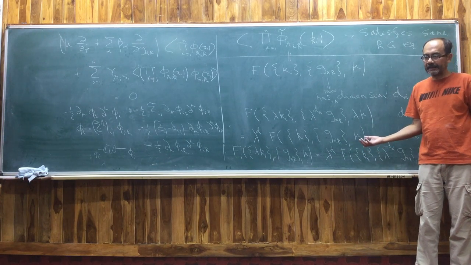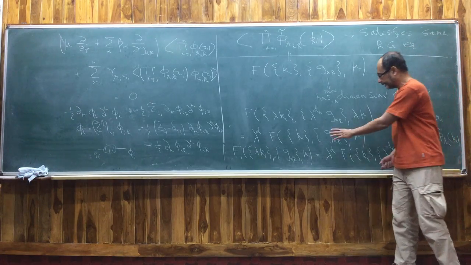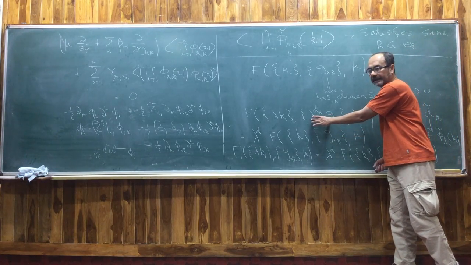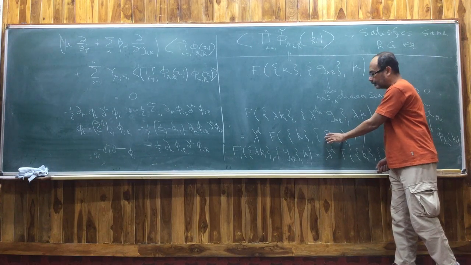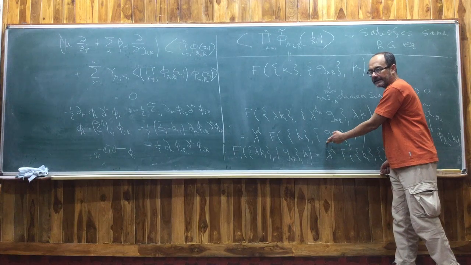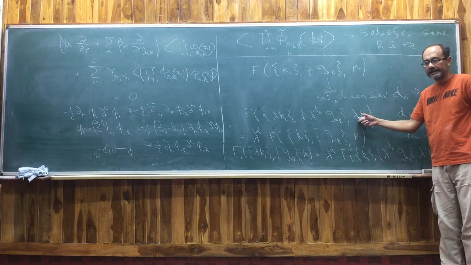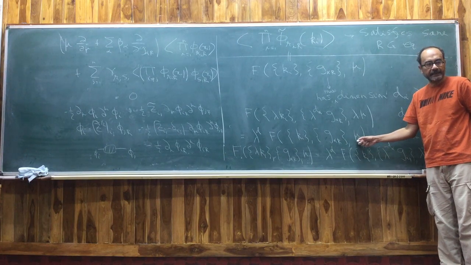Is it clear or not clear? Okay, I just relabel my lambda to the d alpha g alpha as my g alpha. So instead of putting the lambda to the d alpha on this side, I am just putting the lambda to the minus d alpha on the right hand side. Similarly, instead of putting the lambda on this side, I am putting lambda inverse on the right hand side.